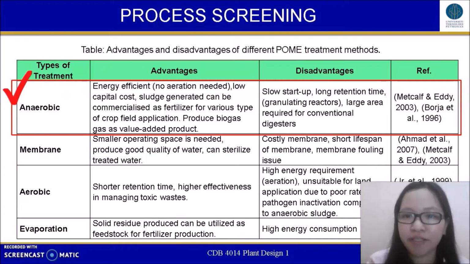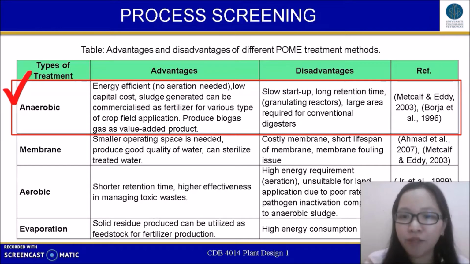This table tabulates the advantages and disadvantages for all the 4 methods. For comparison in terms of energy, anaerobic digestion has a bigger advantage as compared to other methods, with low energy consumption because no energy is required for aeration in anaerobic digestion. Indeed, anaerobic digestion refers to the interactions among bacteria in the absence of oxygen.